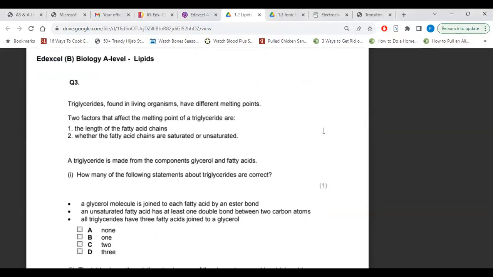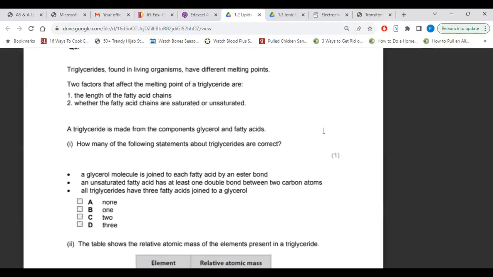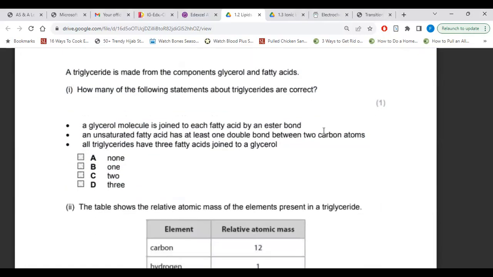Now, again, a similar question. Triglycerides found in living organisms have different melting points. Two factors that affect the melting point of a triglyceride are the length of the fatty acid chains and whether the fatty acid chains are saturated or unsaturated. A triglyceride is made from the components glycerol and fatty acids. How many of the following statements about triglycerides are correct?